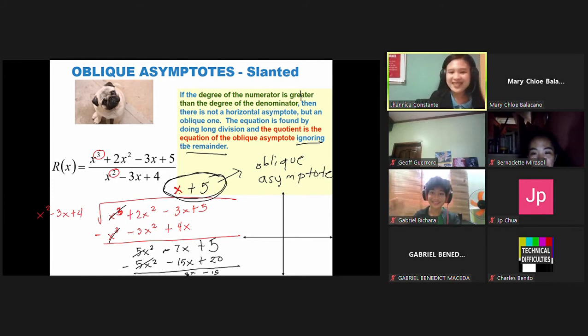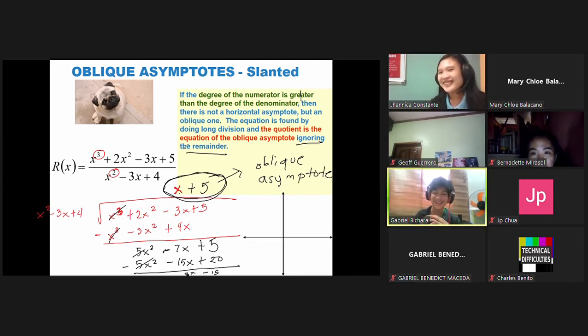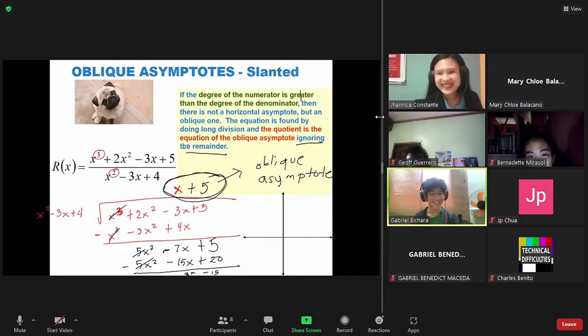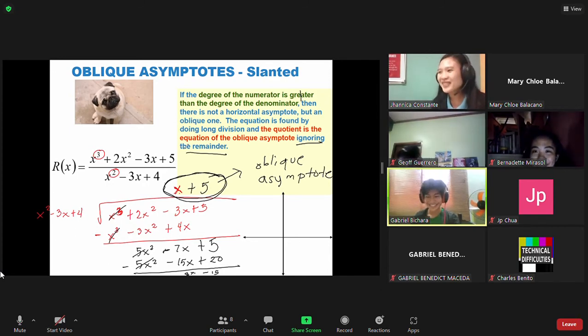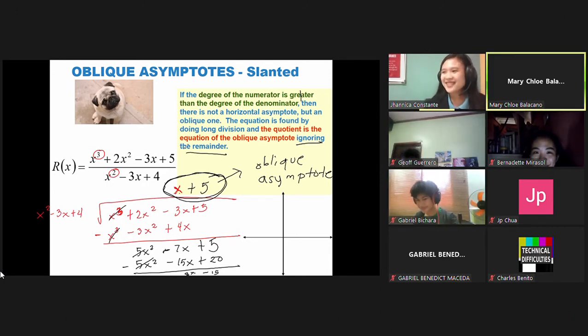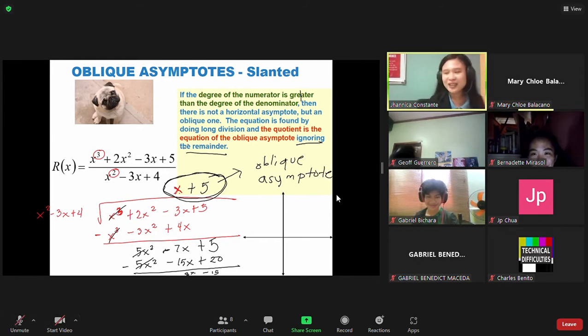Yes, Gabby, you're raising your hand. Is there an easier and shorter way to find the oblique? No, there is no easy formula. We don't have a formula for the oblique asymptote. You need to divide the numerator by its denominator. The easiest ones to find are the horizontal and the vertical asymptotes. But when it comes to oblique, you need to divide the numerator and the denominator.